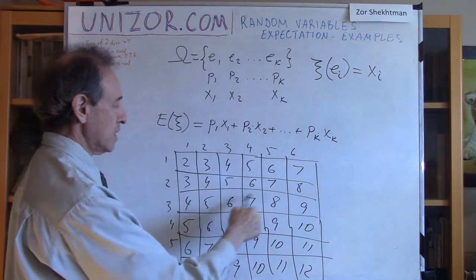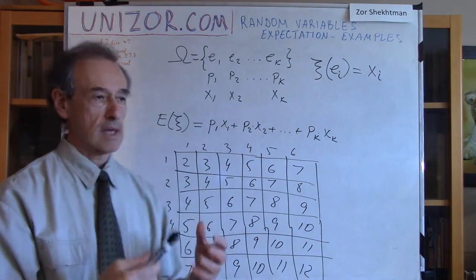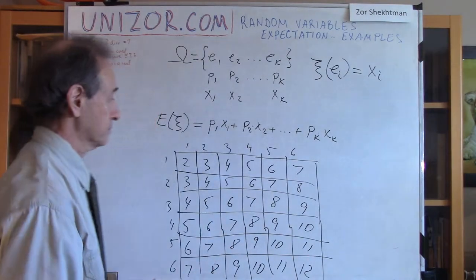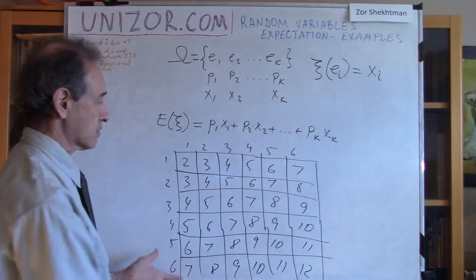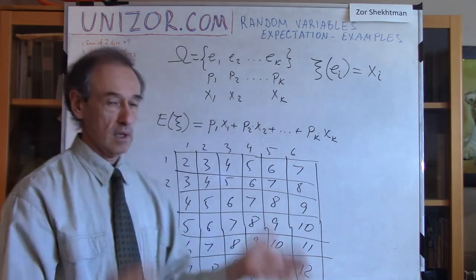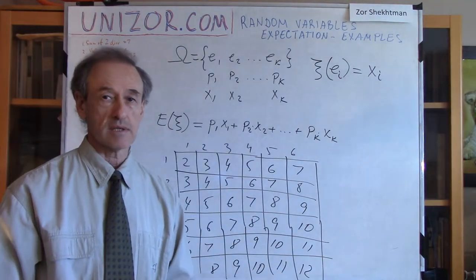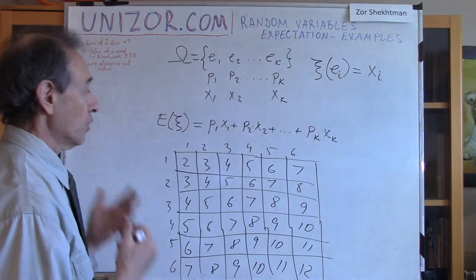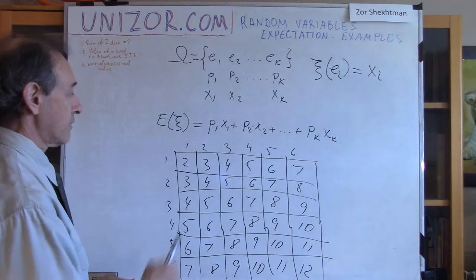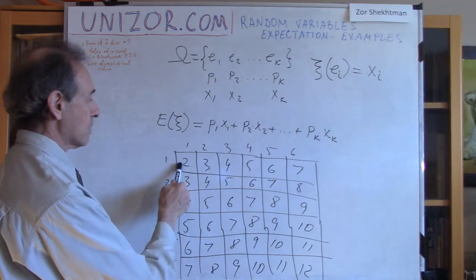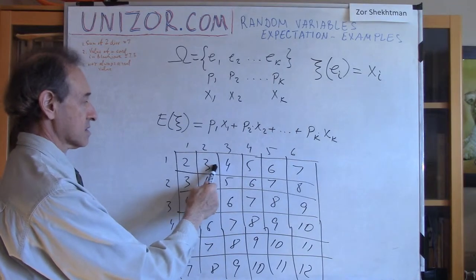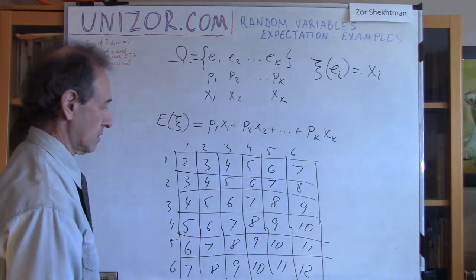Now, each square has a probability of 1/36, right? There are 36 squares, 6 by 6. Each combination of two dice has exactly the same chance to occur as any other combination. So what I have to do is add 2 times 1/36 plus 3 times 1/36 plus 4, etc., etc.